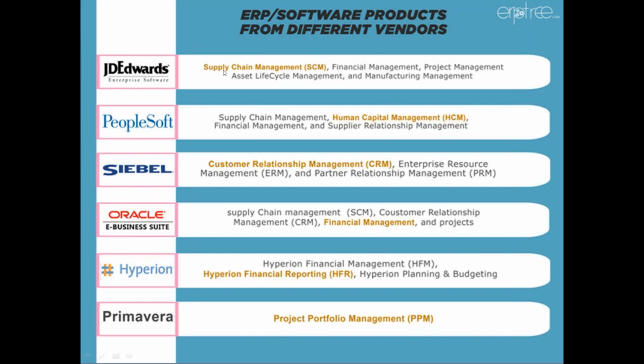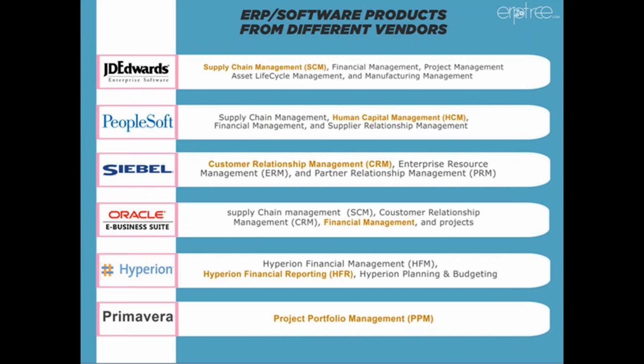So when you look at JD Edwards, there are different solutions available from JD Edwards: supply chain management, financials, project management, etc. The same way, PeopleSoft has different solutions available. From Siebel, these are the solutions available. From Oracle E-Business Suite, Hyperion, Primavera. So when you look at the market, most of the ERP vendors are offering different solutions as per company requirements.